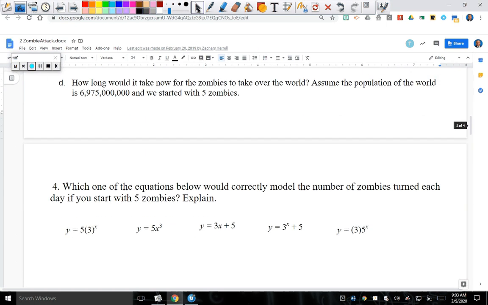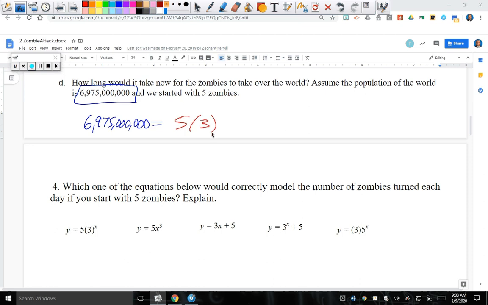How long would it take now for the zombies to take over the world? Let's say that there are 6,975,000,000 people in the world, which now there's closer to like 8 billion. And we started with 5 zombies. How long would it take to take over the world? Well, how do we set it up? That number is equal to 5 times 3 raised to the power of x. And our answer is x.